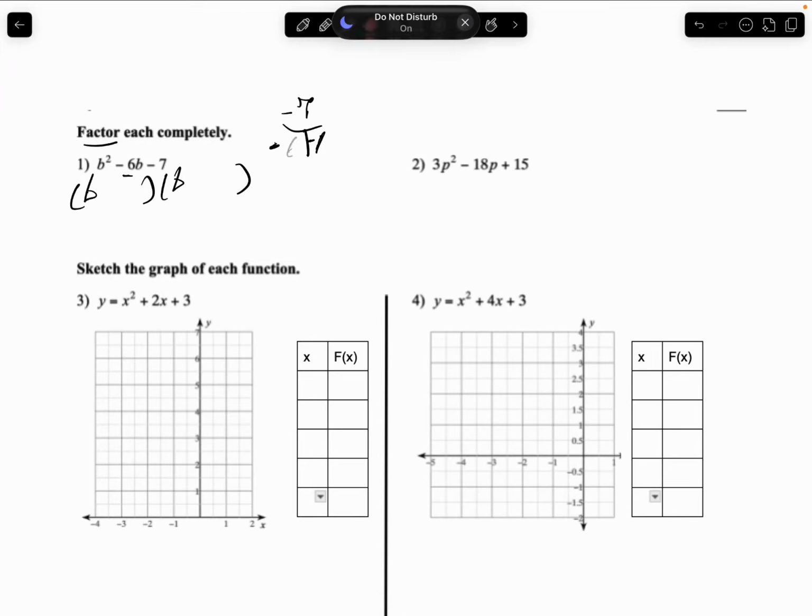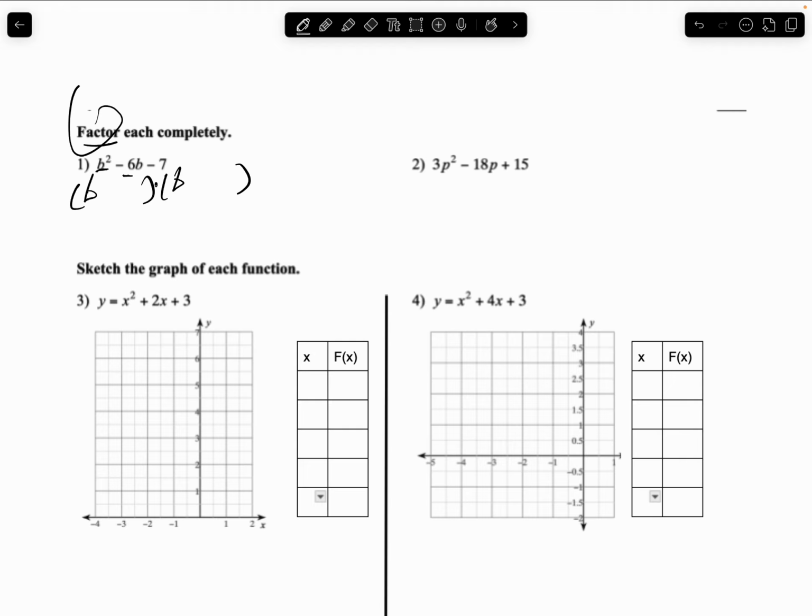Okay, this is similar to the quiz. Let's erase some of this stuff here. We have a trinomial, we need to factor it, and we know we need b squared as a first term. So if we multiply b times b, that is b squared, so that works.